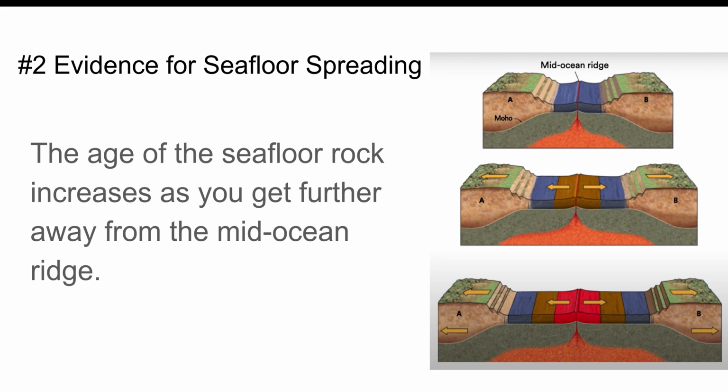Another piece of evidence was that the age of the rock got older the farther you got away from the mid-ocean ridge. And that would support the idea that if rock was being created at the mid-ocean ridge, then it's the newest rock, and as it gets pushed to the side, it's older and older. And then therefore the oldest rock would be located right next to the continental shelves, right next to the continents, but still oceanic crust. And that held true. The rock actually got older the farther you got away from the mid-ocean ridge.